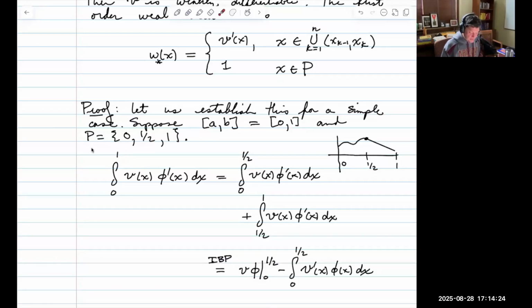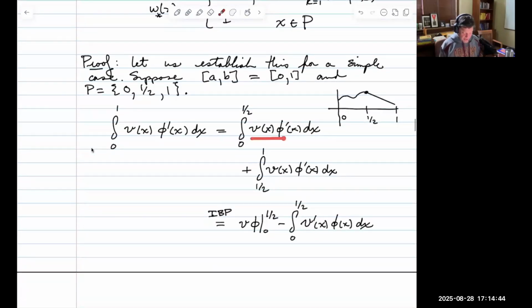However, it is a C0 function, right? It's continuous at this point, 1/2. My partition is going to be 0, 1/2, and 1. And so I'm going to integrate over this first subinterval and then integrate over the second subinterval. And nice things may happen in that case. Okay, so this integral breaks up into this plus that one. I'm going to use integration by parts on this one and this one separately.